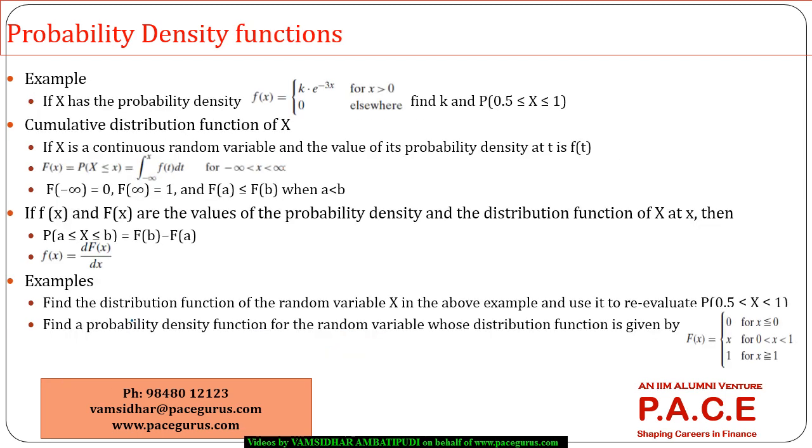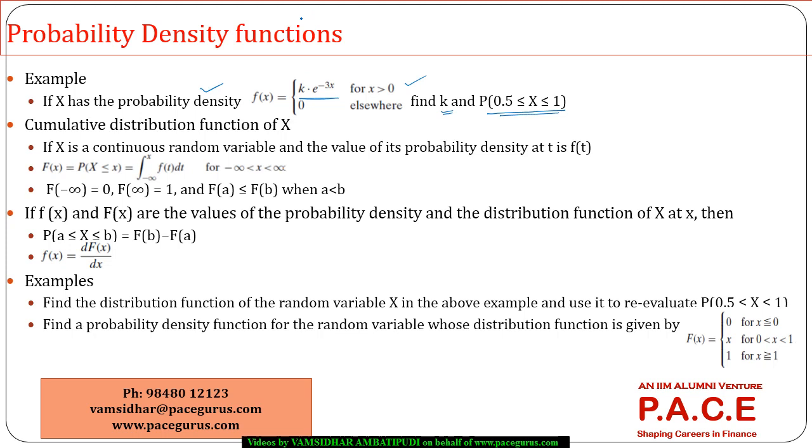So let's take one simple numerical to get started. If x has a probability density f of x equal to k times e to the power of minus 3x for x greater than 0 and it is 0 elsewhere. Find k. So first thing I have to find k. And once I know k, I want to find the probability that x will lie between 0.5 and 1. This we can very well find by doing the integration.